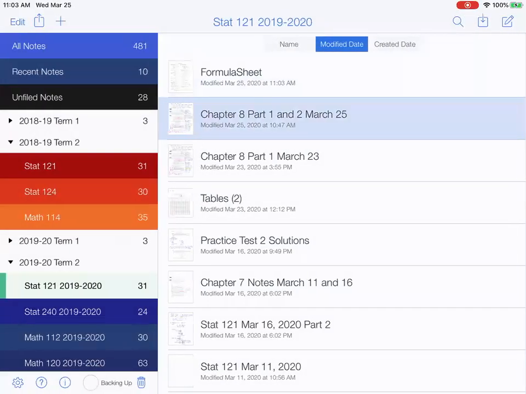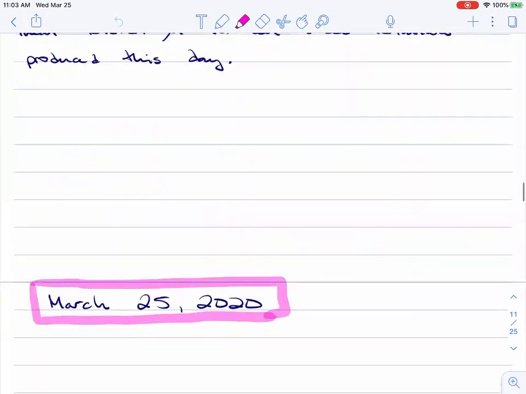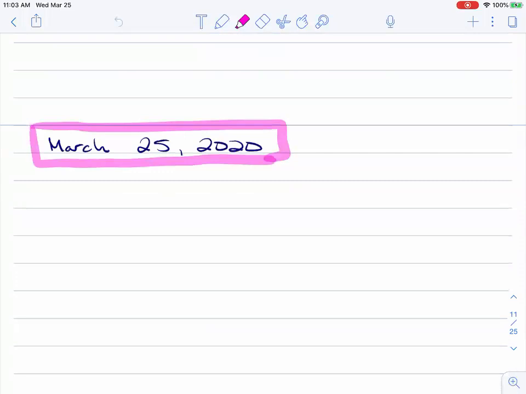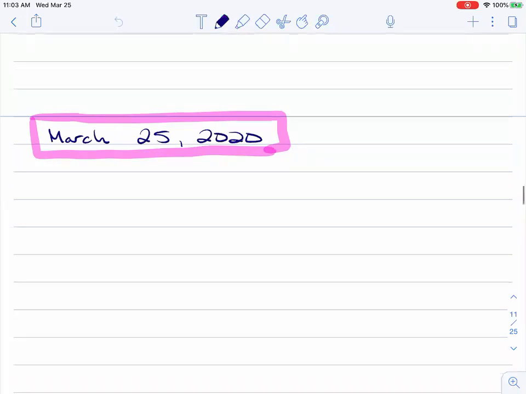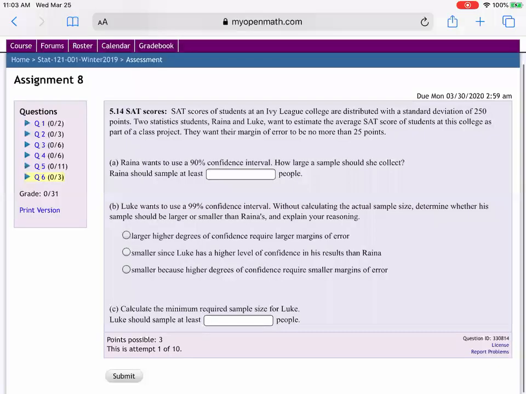What I'm going to be doing for my notes is chapter 8, part 1, part 2, and just keep adding to the same notes. So here, these are the notes from last day. At the end of chapter 8, you'll have all of the notes in one file, which is a little bit confusing, but then you can just get rid of the old notes and have the newest version. And so for assignment 8, the last one, number 6.